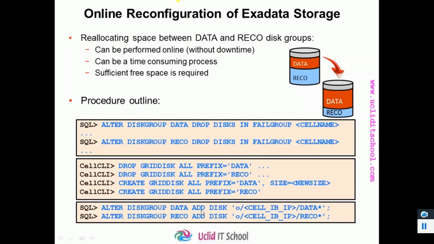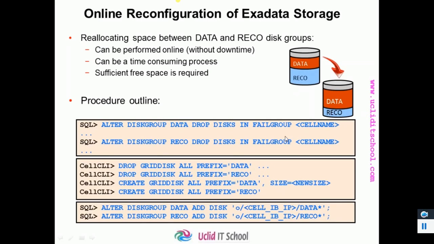So what you are doing is taking the grid disks belonging to that cell, dropping them from the disk group, then recreating these grid disks with a new size, then adding them back to the disk group. In this process, rebalance happens 2 times. First time is when you drop the grid disks from the disk group. Rebalancing will happen, so you have to wait till the rebalance is complete.